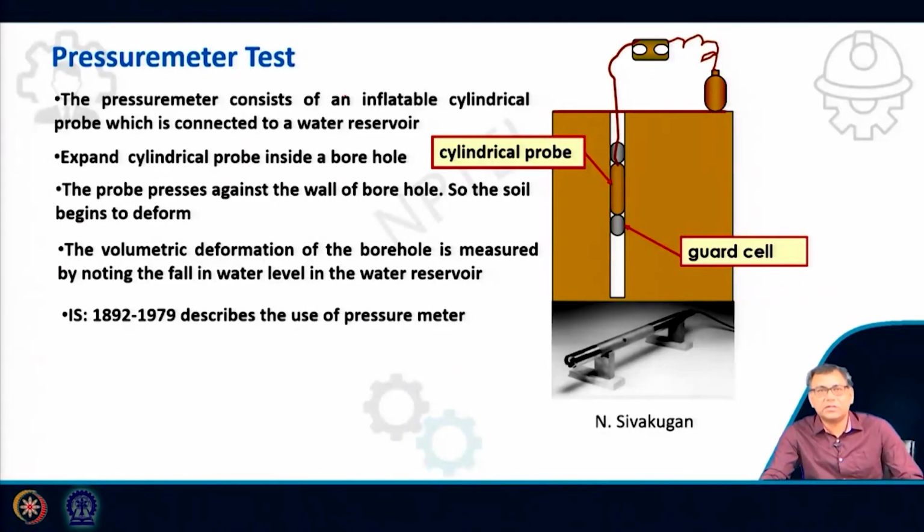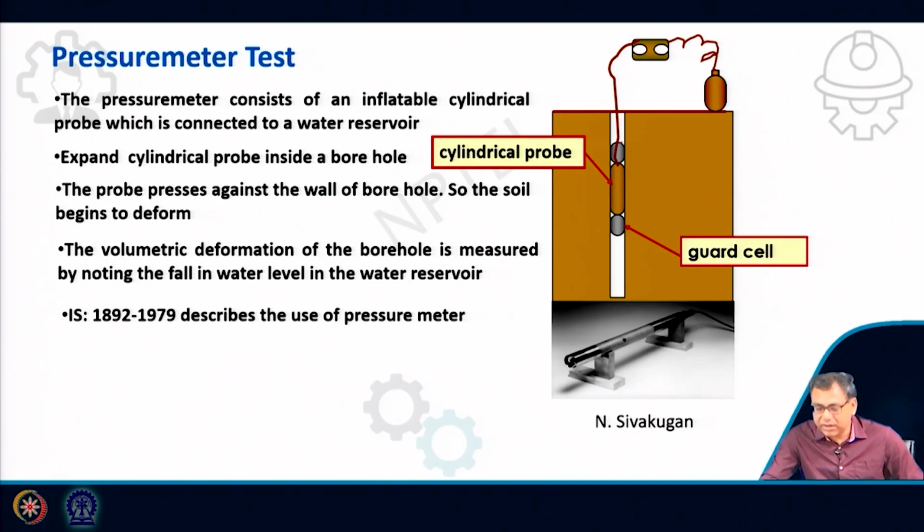So next, or the last test, is the pressure meter test. Here also the pressure meter consists of an inflatable cylindrical probe which is connected to a water reservoir. Here also it will inflate, and the cylindrical probe is connected to the water reservoir. The probe expands inside a borehole. That means here we need a borehole. Within the borehole we place that equipment, and then we expand that cylindrical probe within the soil laterally.